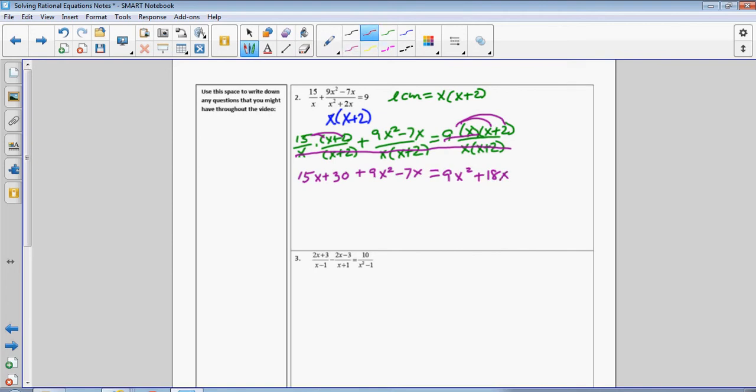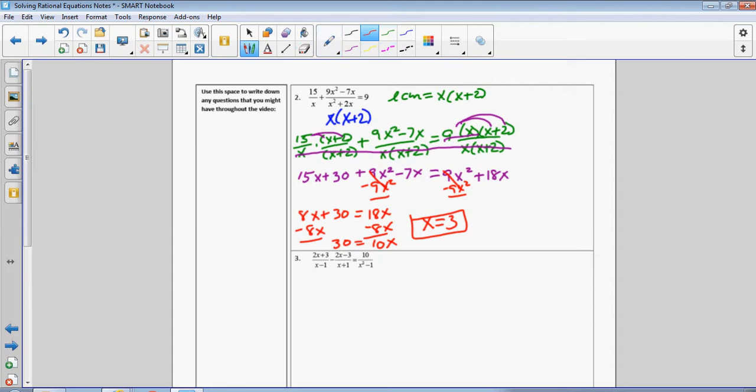Alright, so let's see. I can start by subtracting 9x squared from both sides, and all of a sudden my quadratic equation is just a linear equation, much easier to solve. So those are gone. And I'll combine some like terms so that I have 8x plus 30, and that's going to equal 18x. And now I'll subtract 8x from both sides. So I have 30 is equal to 10x, and dividing by 10, you get x equals 3.